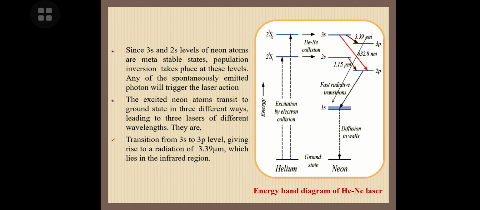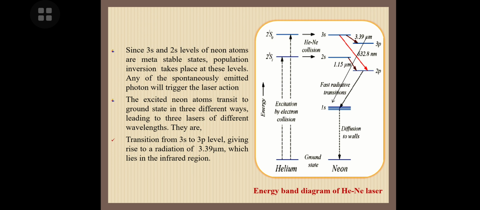Next, from 2p the atoms come to 1s by fast radiative transitions. Next, from 1s the neon atoms come to the ground state by diffusion to the walls. This is the working of the helium neon laser.